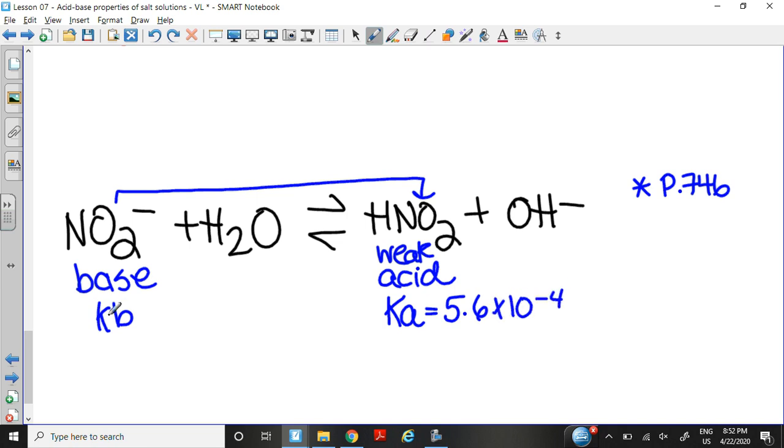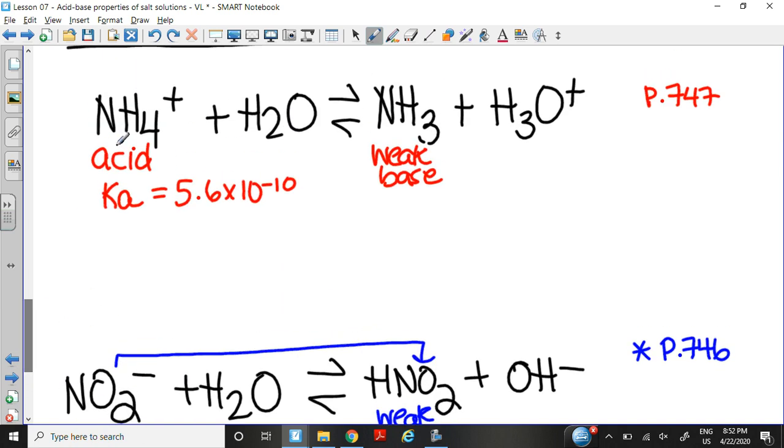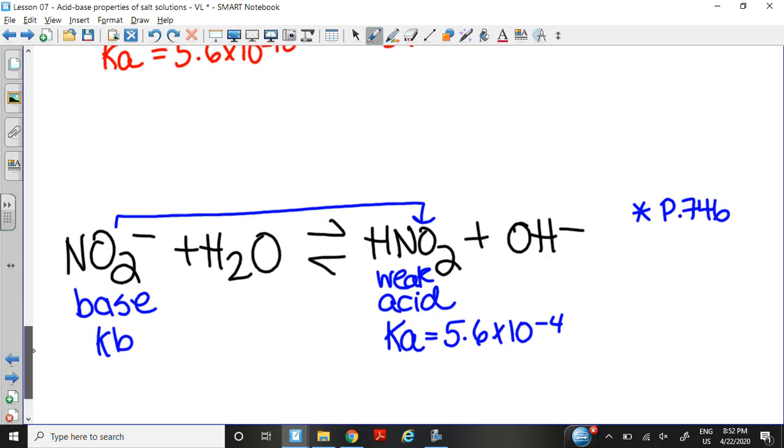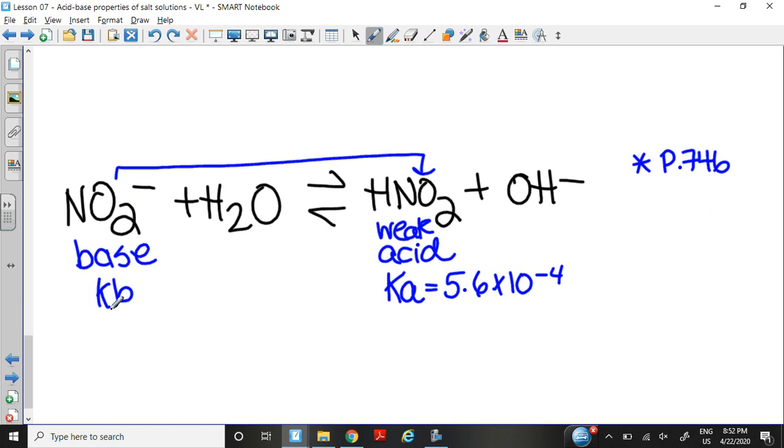Now we still need the Kb value. We need to compare the Kb value of nitrite to the Ka of the ammonium. We have to do that. But how do we get the Kb value? Well, nitrite and nitrous acid, this is our conjugate acid base pair. You're probably wondering what we were going to do with this back when we learned about Bronsted-Lowry theory. Well, here's one place where it comes in. These are conjugate acid base pairs.